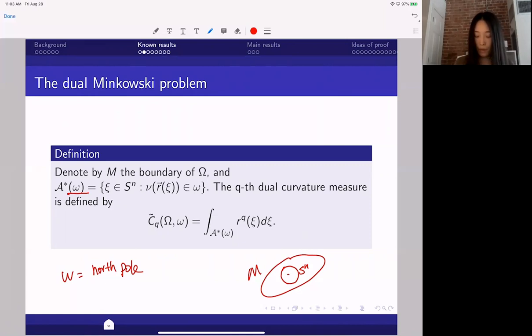Okay, then what is chi? Chi is this direction. This direction is our chi, because in this direction, this is our radial direction. I mean, this is our radial function r of chi. So this point is r of chi times chi. Chi is the direction, r of chi is the radial function. And at this point, the normal direction is omega. So therefore, A star of omega, when omega is the North Pole, actually is this point. Okay, then the q-th dual curvature measure is defined by this integration.